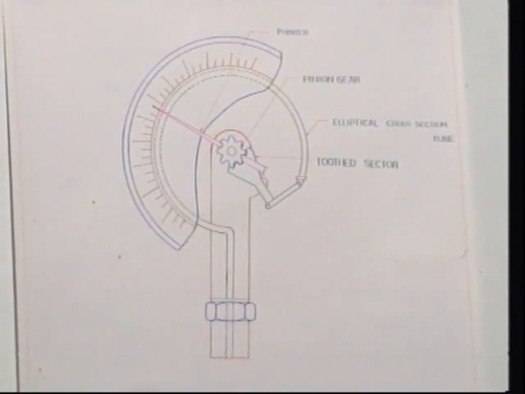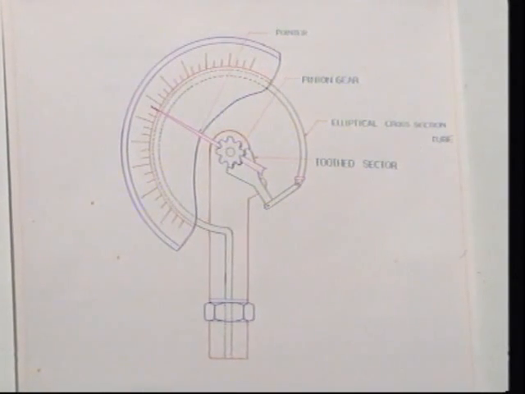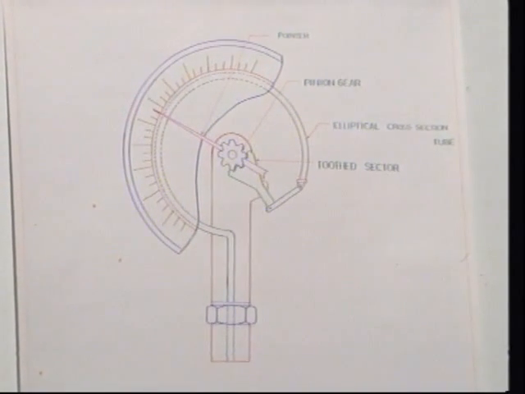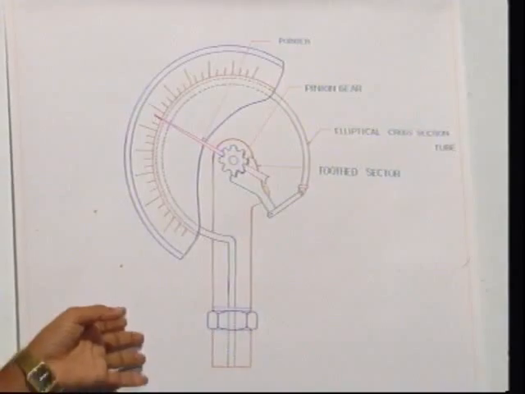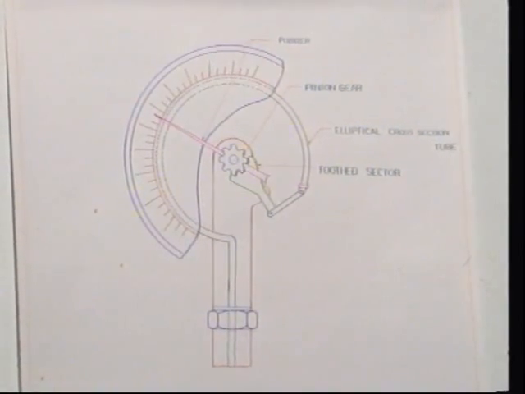A gauge which is used to measure positive as well as negative pressures is called a compound gauge. Here we are going to measure only the positive pressures.